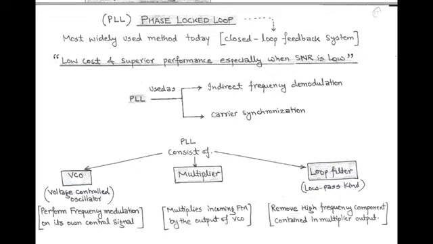Hello friends, our next topic is phase locked loop, or in short PLL. For the demodulation of FM wave, PLL is widely used today because of its low cost and superior performance, especially in the situation of low signal to noise ratio. PLL is a simple closed loop feedback system. In practice, phase locked loop is widely used as indirect frequency demodulation as well as carrier synchronization.